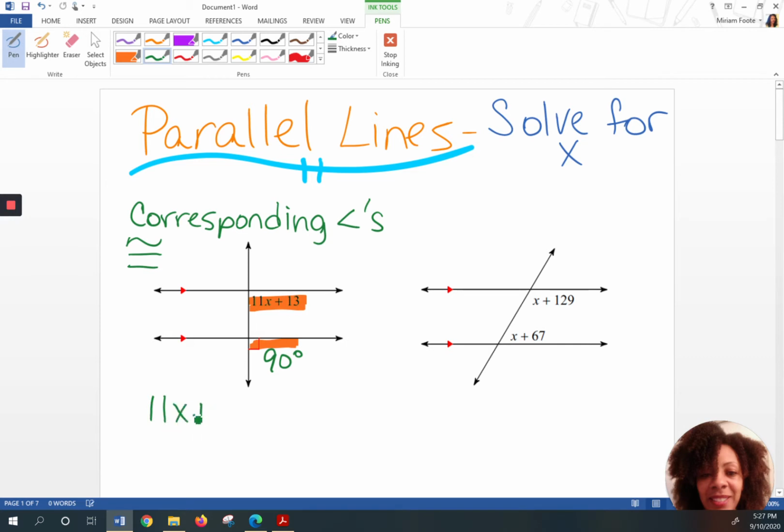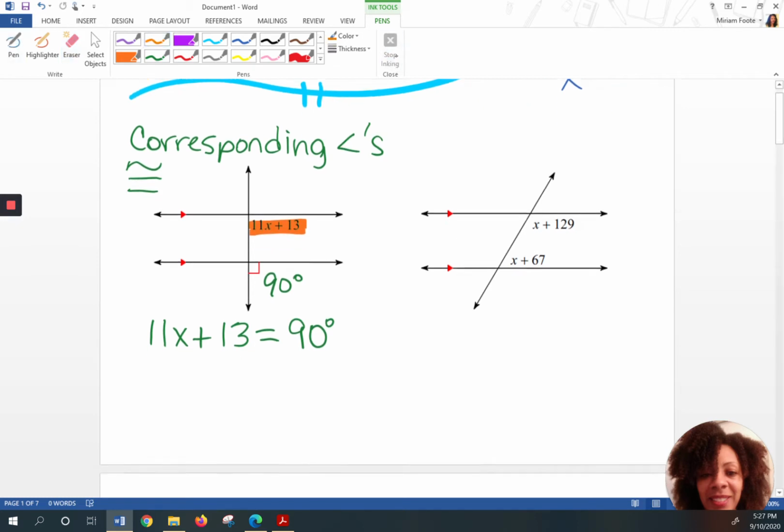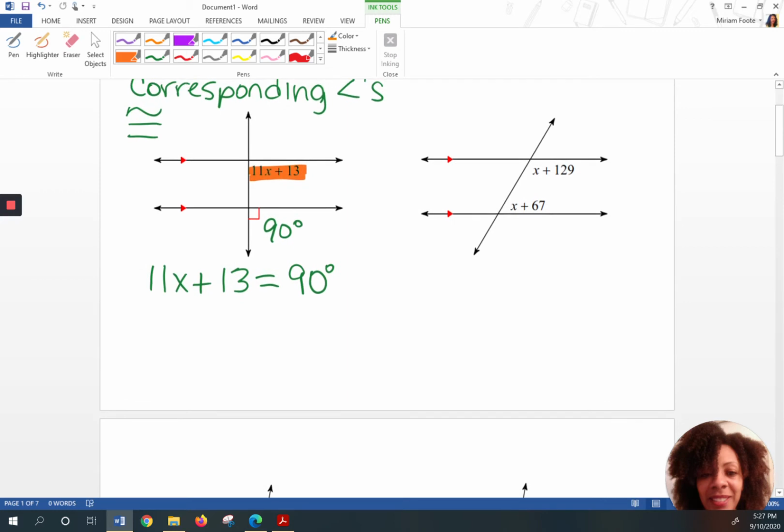11x plus 13 is equal to this angle, which is 90 degrees. That's why it's important to understand what that symbol stands for. If you ever see that little symbol, it means 90 degrees. I would like to further isolate my x. I'm trying to get my x on the side by itself, so I'm going to start undoing things. I have a positive 13. To undo that, I would subtract 13 from both sides.